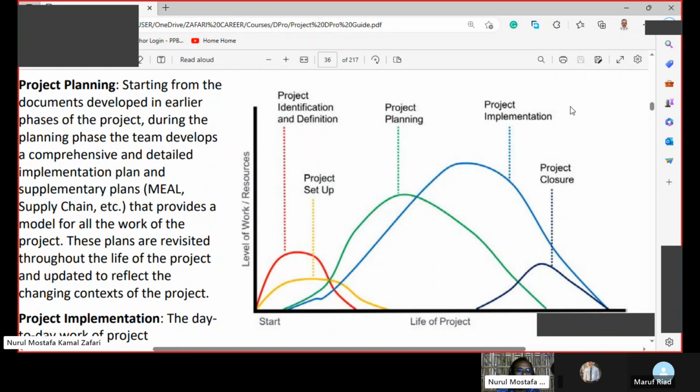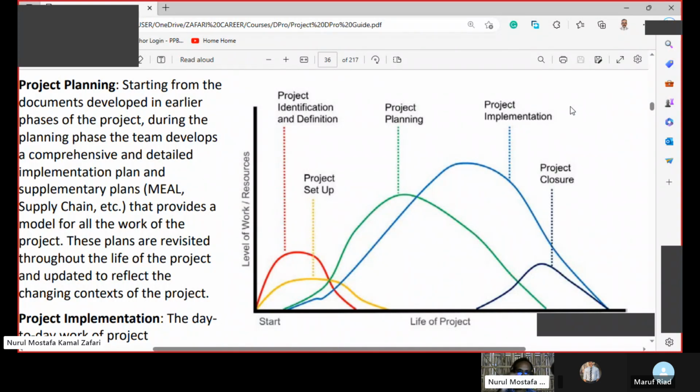Now, project planning. Starting from the documents developed in earlier phases of the project, during this planning phase, the team develops a comprehensive and detailed implementation plan and supplementary plans like MEAL, supply chain, etc., that provides a model for all the work of the project. These plans are revisited throughout the life of the project and updated to reflect the changing contexts of the project. So we'll discuss the diagram later.